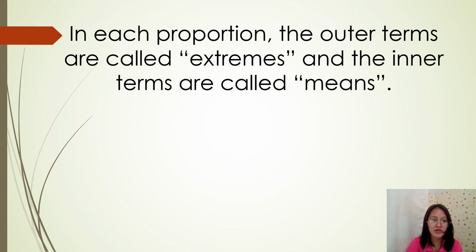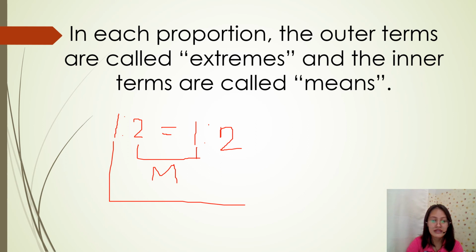So, kagaya po nung example natin kanina, i-rewrite natin, 1 is to 2 equals 1 is to 2. So, yung nasa loob, yung inner term natin, that represents the means. And then, yung outer, that represents the extremes. So, yung tatandaan. Yung nasa labas, yung nasa magkabilang dulo, that is the extremes. Yung nasa gitna, yung magkatabi na number, those are the means.